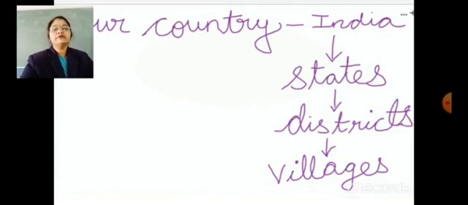We live in India and the name of our country is India. You know very well, our country is divided into states. There are 28 states and 9 union territories in India. In the state, there are many districts. States have districts and districts have villages.